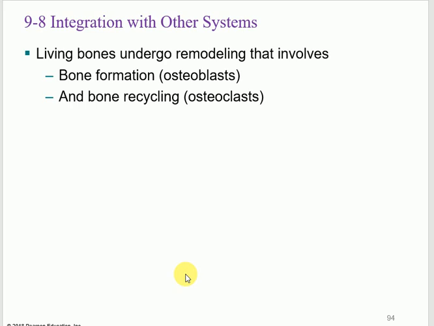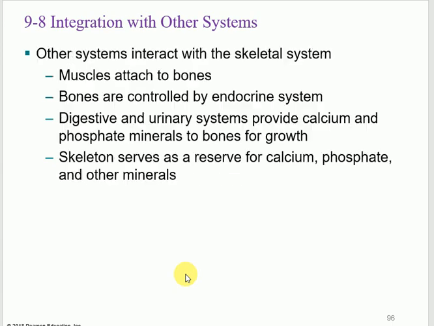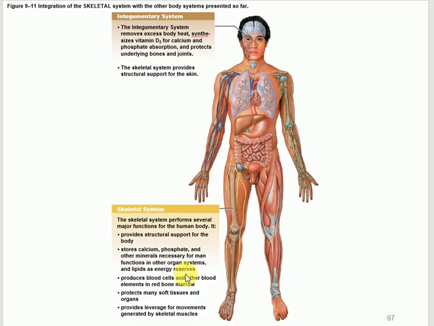Other things are like remodeling, and I talked about this before, which is the balance between osteoclast and osteoblast. If the osteoclast take the upper hand, the bone mass will be lost. Okay. Integration with other systems. Okay.